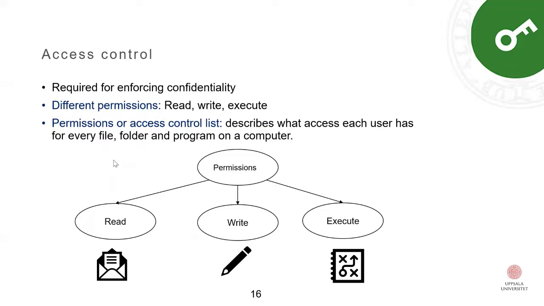And when you have different permissions, you need to have an access control list, meaning that you need to specify for each user what kind of accesses they have. For example, the system admin might have all these accesses, but the simple user of the system might have only read access.